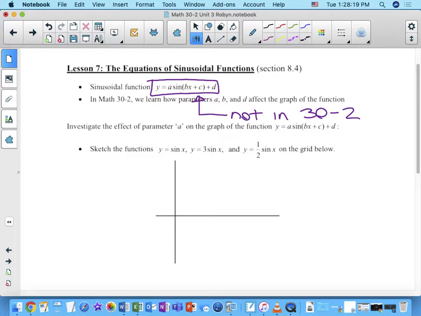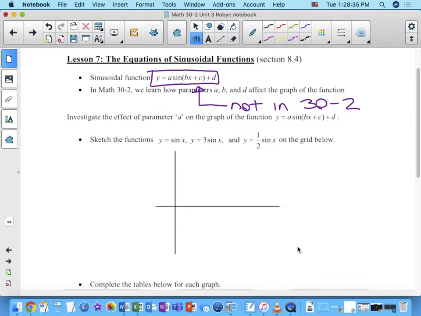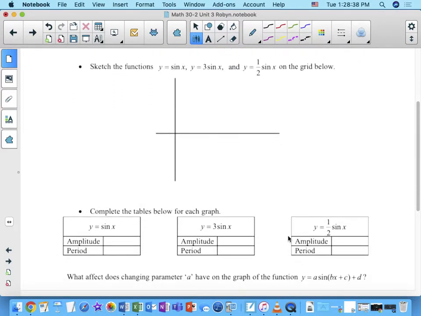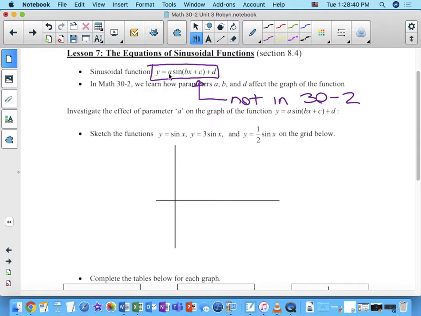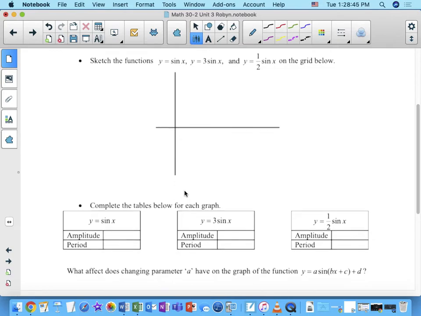Okay, so what we're going to do is play around with these three parameters, A, B, and D, one at a time. We're going to look at changing them one at a time, but not changing anything else. Please take out your graphing calculators. The first one we're going to look at is the parameter A, the number that's in front of sine. We're going to look at these three functions: y equals sine x, y equals 3 sine x, and y equals a half sine x.